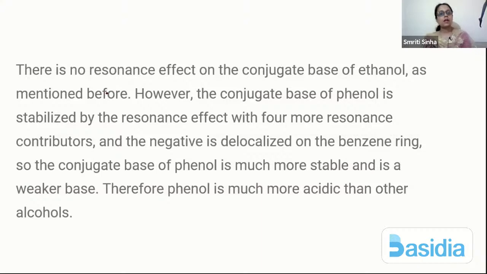Next is the resonance effect. If more resonating structures are possible for a conjugate base, the more will be its stability, and the more stable it is, the more acidic it will be. So for this, we are going to compare our ethanol with phenol. Both have an OH group in them.